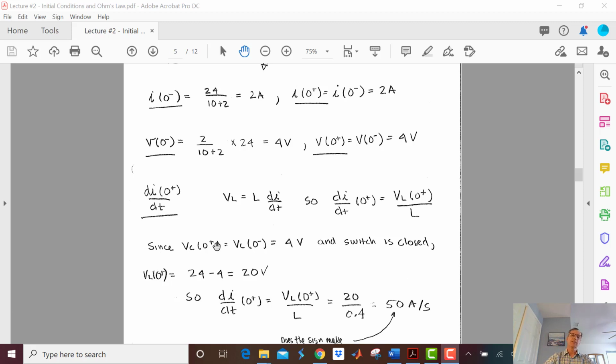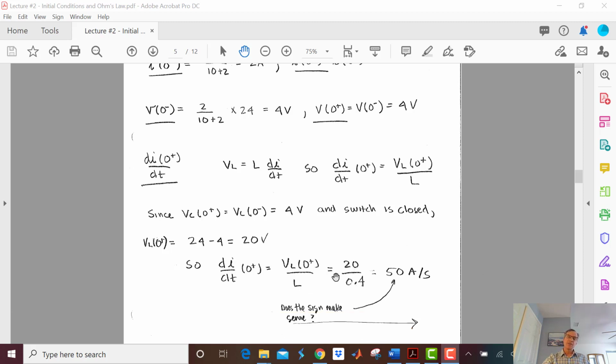So here's what we did. VC at 0 plus equaled VC at 0 minus, which equals 4 volts. Then we closed the switch, and we got the voltage across the inductor: 24 minus 4 gives us 20 volts. So di/dt equals V sub L divided by L, which is 20 divided by 0.4, and that is going to be 50 amps per second.